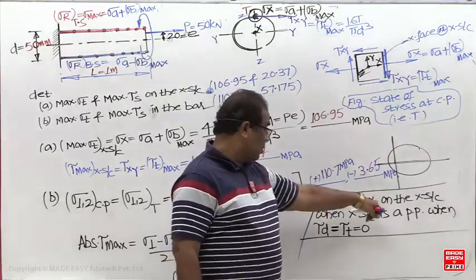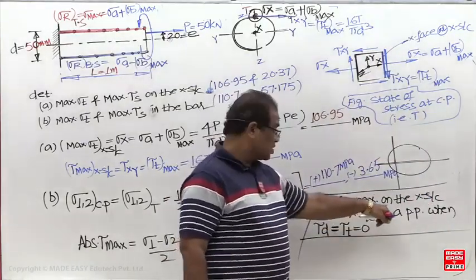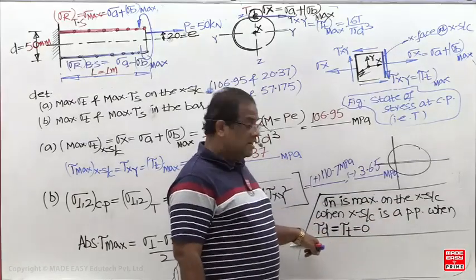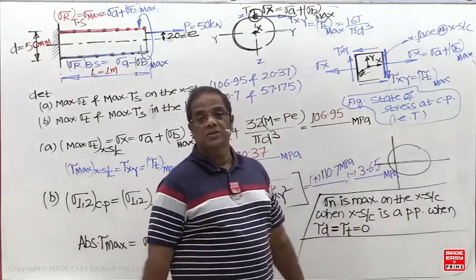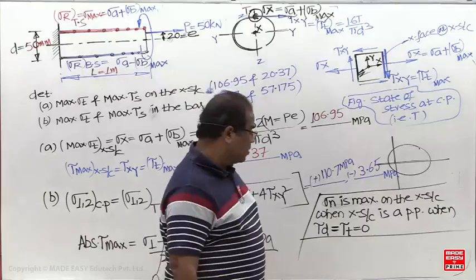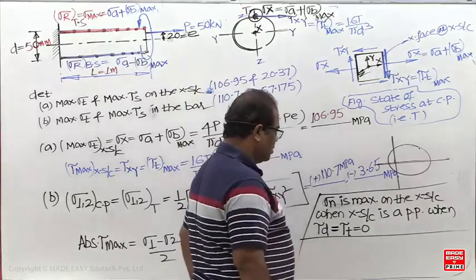Normal stress is maximum on the cross section when the cross section is a principal plane. That is when direct shear stress and torsional shear stress are 0, that is, when shear force and twist moment are both 0.